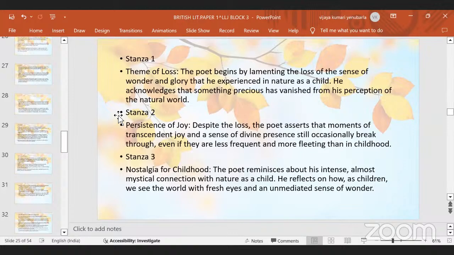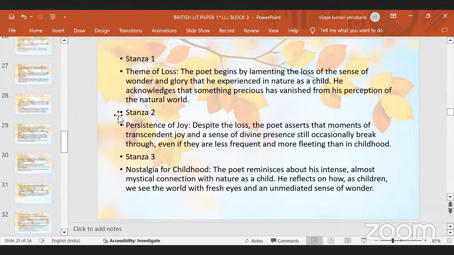In the first stanza, it discusses the theme of loss, where the poet says that he lost the sense of wonder. So he feels bad that he is unable to bring happiness from his heart by seeing nature. As a child, he used to take pleasure in seeing nature, but now he's unable to enjoy it. So now the poet is feeling very bad about it.